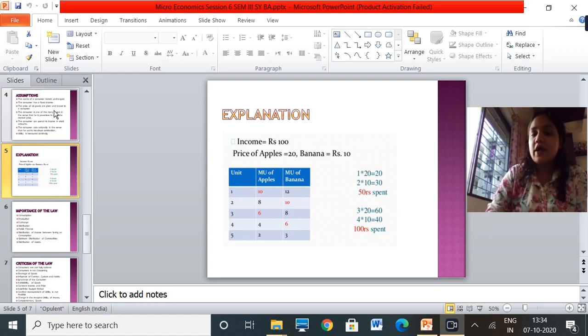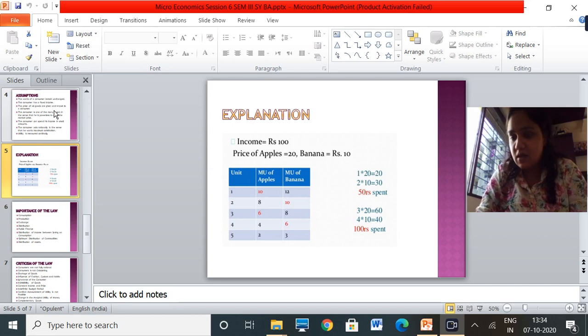What is the price of product A? The price of product A is 20. And what is the price of product B? The price of product B is rupees 10. So these are different prices. The product A is apples, product B is banana. Now he has to buy these two different goods and maximize his satisfaction according to the law of equimarginal utility. So what will the consumer do?